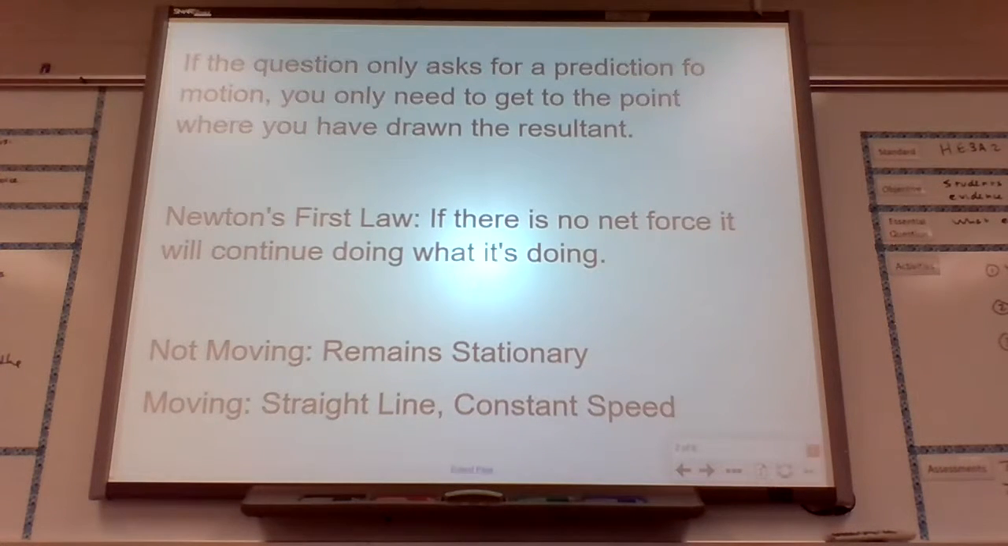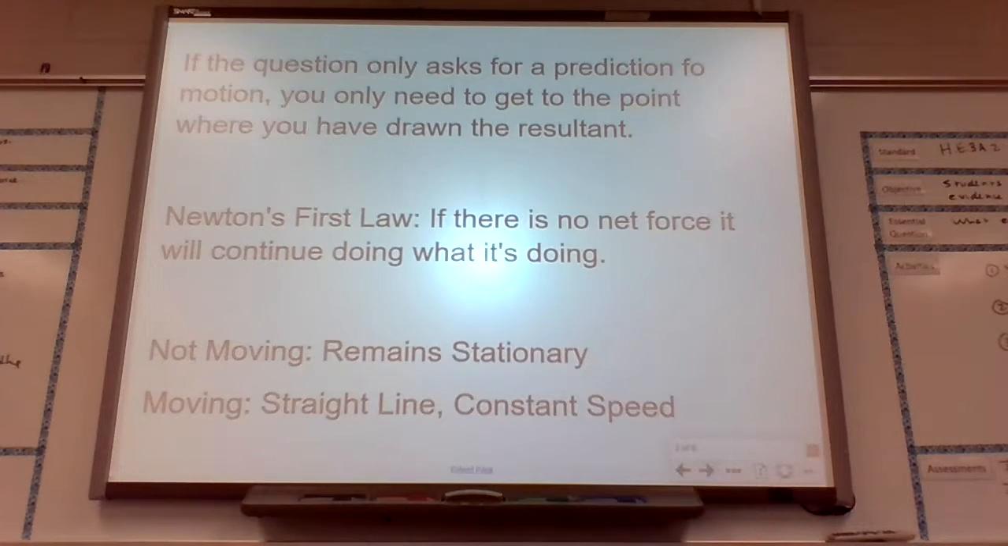So again, if a question asks you for net force, that's when you've got to go all the way. That's the long, drawn-out problem where you actually have to come up with a final answer, a number of newtons, and an angle at which it's being exerted. If it only asks you to make the prediction of future motion, you only have to get to the point where you know which direction the net force is going in. Then you can compare it to the initial motion of the object to decide what's going on. I'm going to show you an example of both.